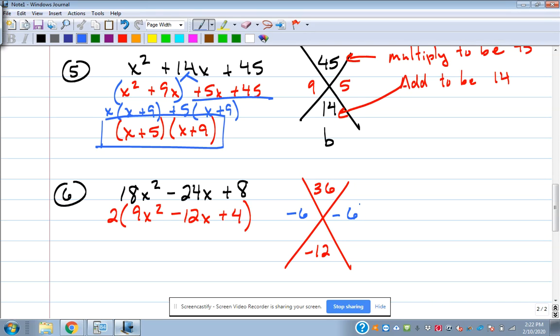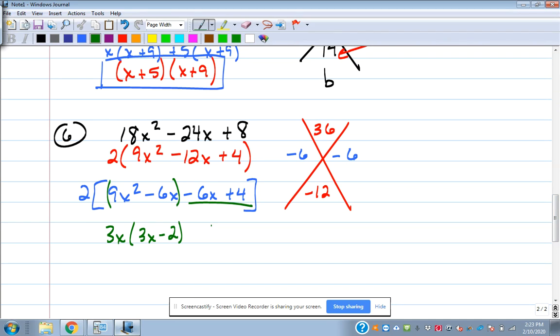Now, I can't take the shortcut on this one because there's something in front of x squared. So I've got to put it in with the grouping step. So I'm going to bring my 2 down. I got 9x squared minus 6x minus 6x plus 4. And I'm going to group the first 2 together and get their GCF. And then I'm going to look at the last 2 together. So what's the GCF of this first pair? 3x. And that leaves 3x minus 2.